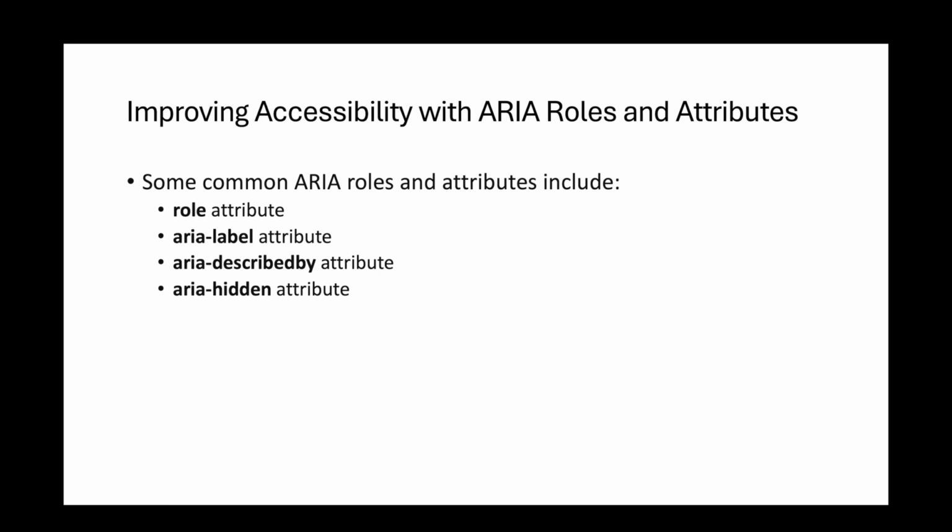ARIA label attribute provides a descriptive label for an element, which can be read by screen readers to convey its purpose. ARIA describedby attribute associates an element with another element that provides additional descriptive text or instructions. ARIA hidden attribute indicates whether an element should be hidden from assistive technologies. By using ARIA roles and attributes appropriately, developers can ensure that web content is accessible to users with disabilities, including those who rely on screen readers or other assistive technologies.